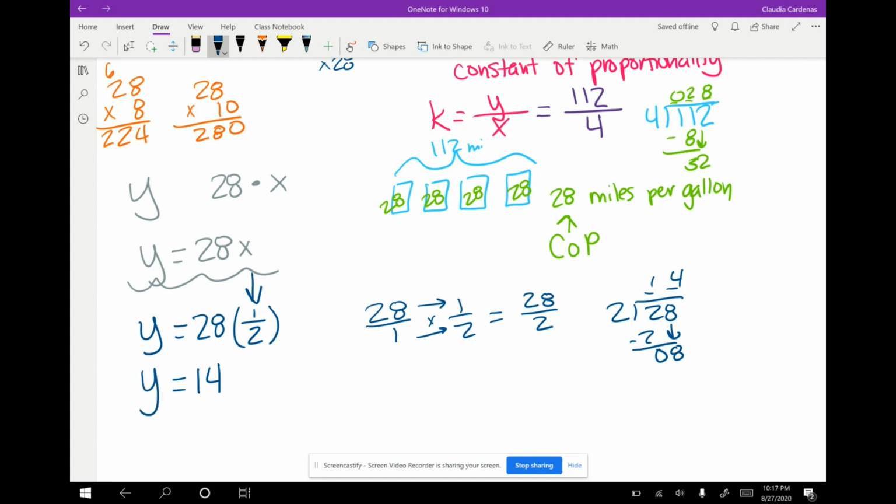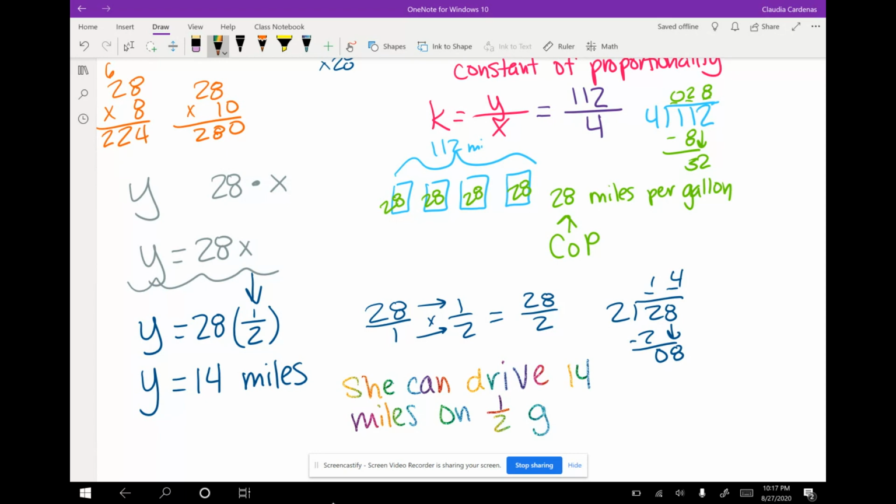So what did we just get? What does Y represent again? It definitely represents the miles. So then she can drive 14 miles. Let's use a different color, right? We want to keep things nice and neat. Rainbow, because this is our sentence. She can drive 14 miles on half of a gallon of gas.